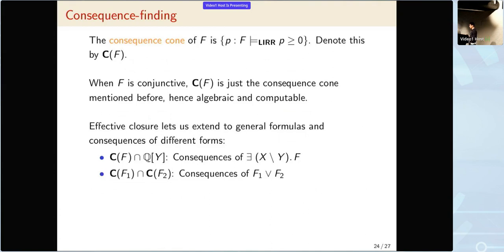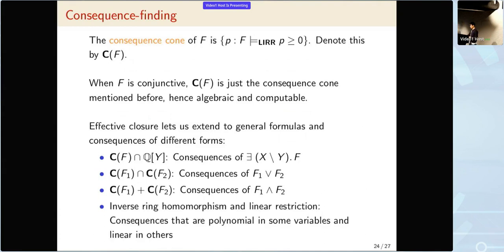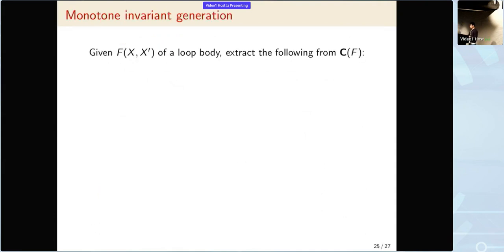If you take the intersection of two consequence cones, you get the consequences of a disjunctive formula. And if you take the sum of two consequence cones, it gives you the consequences of a conjunctive formula. If you have inverse ring homomorphism and linear restriction, we are able to extract the set of all consequences that are polynomial in some variables and linear in others. And by combining these things, we have a monotone invariant generation scheme as follows.